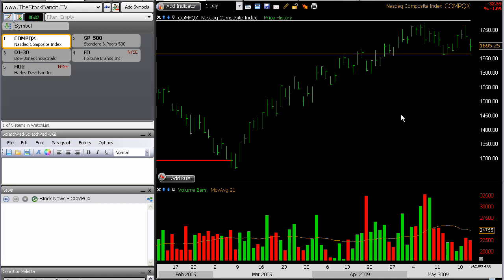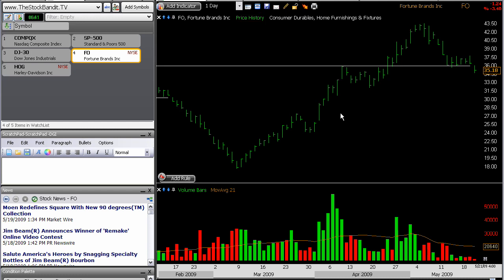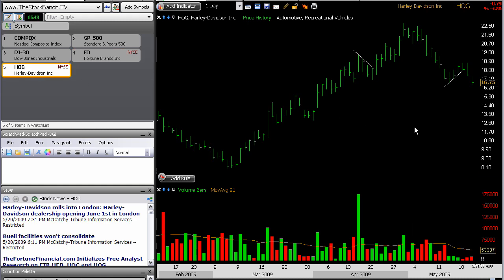But when you eyeball the charts of many individual stocks, such as this one, Fortune Brands, FO, you get a similar look across a lot of different stocks. Here's another one. This is HOG. Both of these, by the way, are short positions that we're in over at the StockBandit.com. When you start to eyeball these charts and take a look at the price action, you get a feel for the psychology, and you recognize how it can quickly shift to the negative.